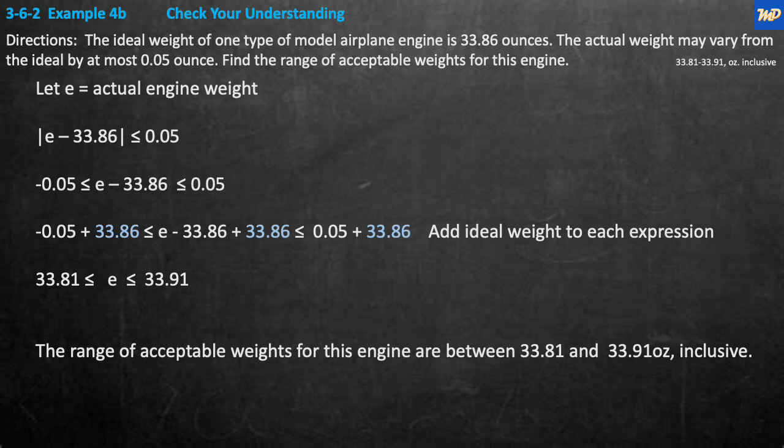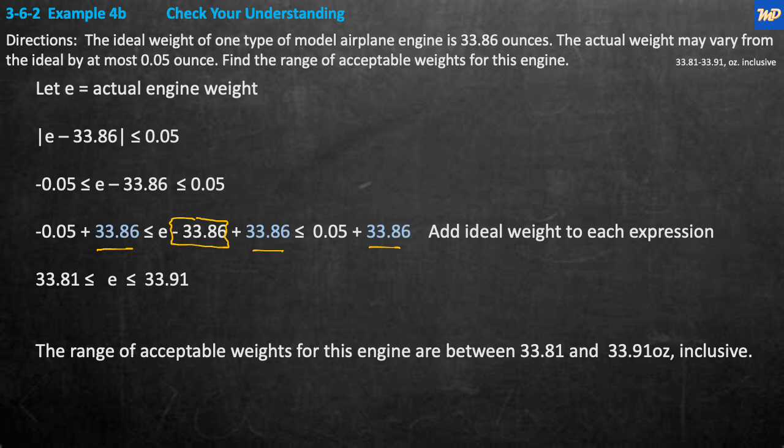Okay, so now we have to get the E by itself, and doing that, we're going to add to all three items. To cancel out the negative, here's this negative value, we want to cancel that out, so we're going to add 33.86 to all three terms. And this is going to give us 33.81 is less than or equal to E. That's the minimum amount we can be. And E is less than or equal to 33.91.